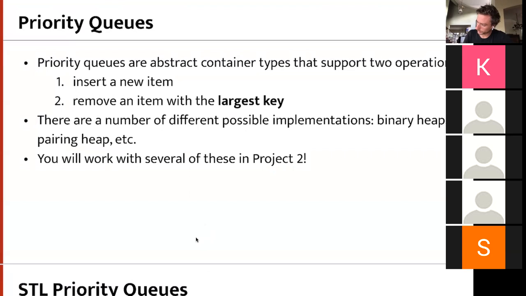So there's a number of possible implementations of this, several of which you will go over in the project, but really there's like a ton of different ways to do this. One of the ones that you'll be going over in the project is like the accepted standard for priority queues, so binary heap.